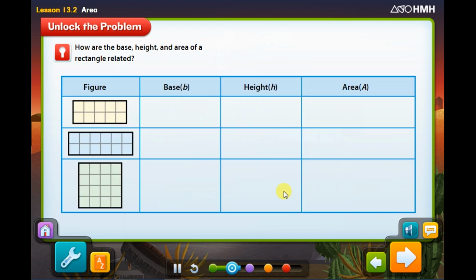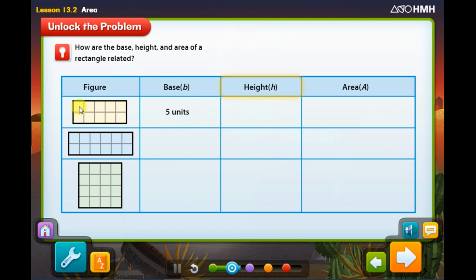Let's fill in this table to find the areas of some more rectangles. The base of the first rectangle is 5 units. How many units in the height? So let's count. How many squares are in the base? 5. And how many rows of squares do we have? We have 2. So the height will be 2. And what is the area? If you count the area, 1, 2, 3, 4, 5, 6, 7, 8, 9, 10 squares in the area.